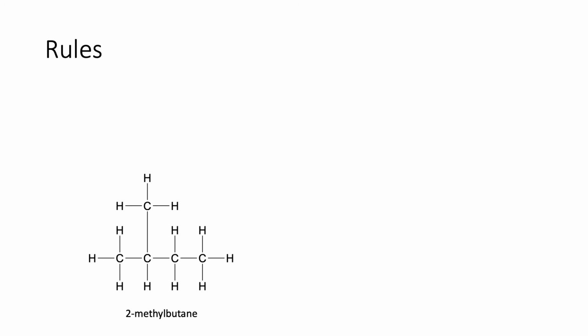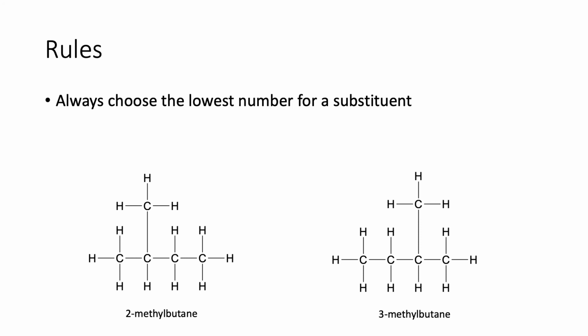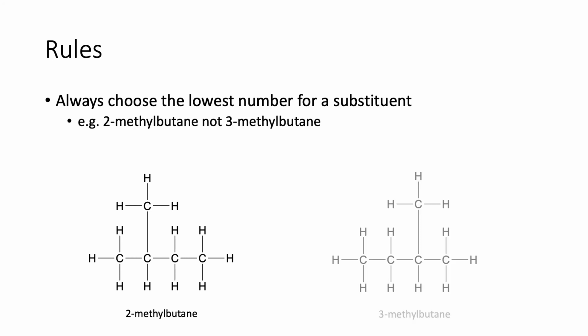There are a few rules to follow when naming molecules. If you draw the structure of 2-methylbutane and 3-methylbutane, you'll find they are the same. They are just drawn as mirror images. You should always choose the name with the lowest number for a substituent. So 2-methylbutane is correct, whereas 3-methylbutane is not.